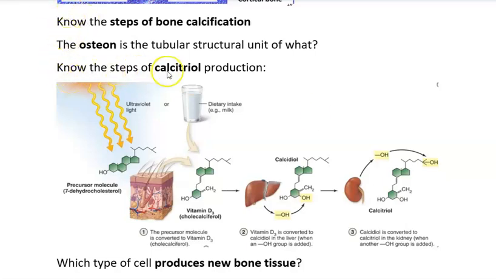Okay, know the steps of calcitriol production. So if you remember, we start with vitamin D3, which you get either through your diet or through transforming a precursor molecule into vitamin D3 with ultraviolet light in the skin. Then you take vitamin D3 and it goes to the liver where it's converted to calcidiol, and then it goes to the kidney where it's converted to calcitriol. So you need to know these steps of the production.